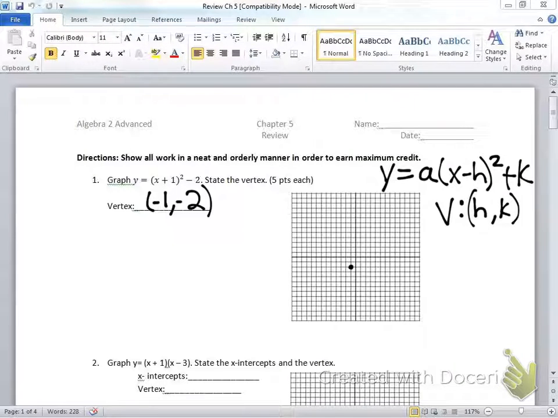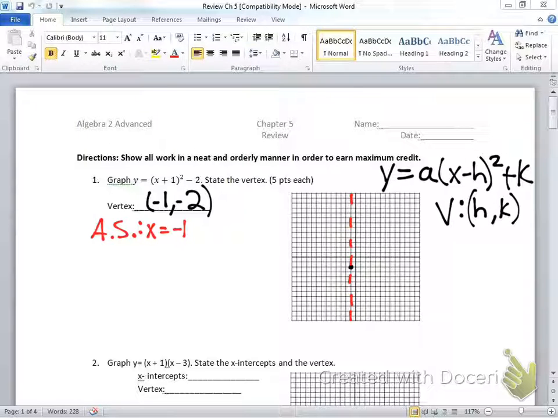Now, a is positive, so I know this should be opening up. a is +1. So that's kind of a good way to stop and check once you have a graph to see if you did it right. And our axis of symmetry is the line through that x value. Okay? So if you want to make a little note, x equals -1 is our axis of symmetry.